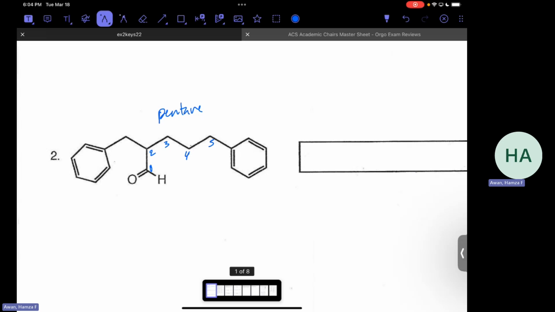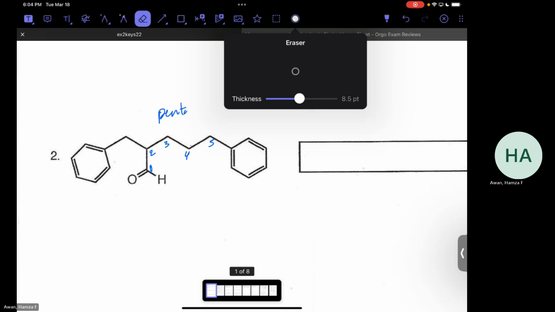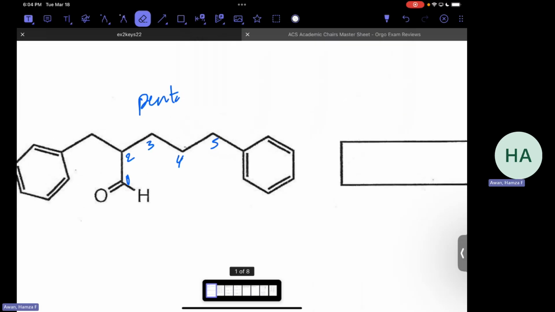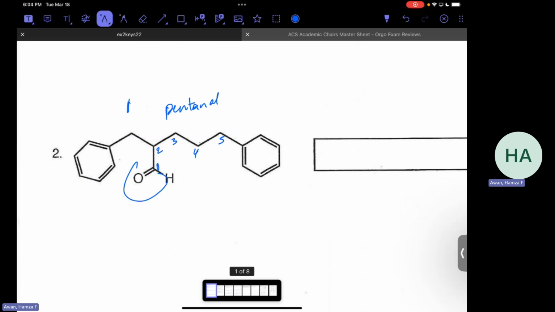Whenever we have an aldehyde, it's gonna change the parent name a little bit. This pentane is gonna go from pentane to pentan, and then to indicate that we have an aldehyde as our parent chain, we're gonna add al at the very end. So our parent chain is going to be pentanal.